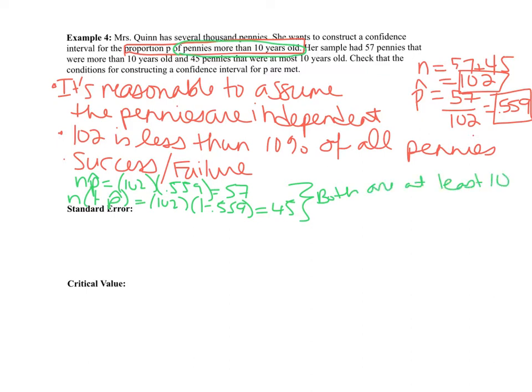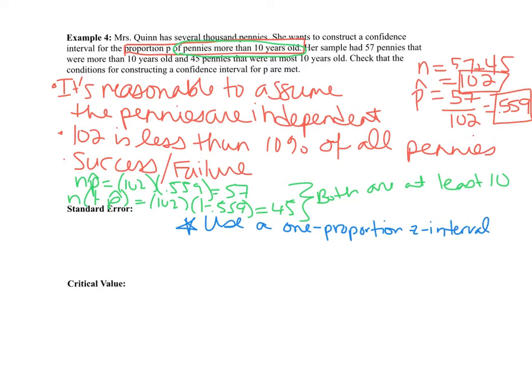So our conditions are satisfied. And actually, usually this is the point where I say, my conditions are satisfied, I can use A, and I name the interval. So I'm going to say, I'm sorry if you ran out of room, because I ran out of room too. So we are going to use what is called a one proportion Z interval.